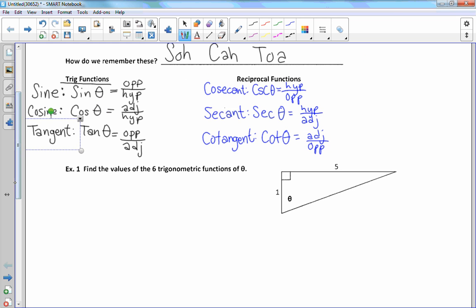Okay? So, example 1: find the values of the six trig functions of theta. You can see theta right there, and the right angle. Would you go through and label these adjacent, opposite, and hypotenuse? Before you start writing the ratios, you should label the triangle. We just practiced this, so hopefully you get it right.